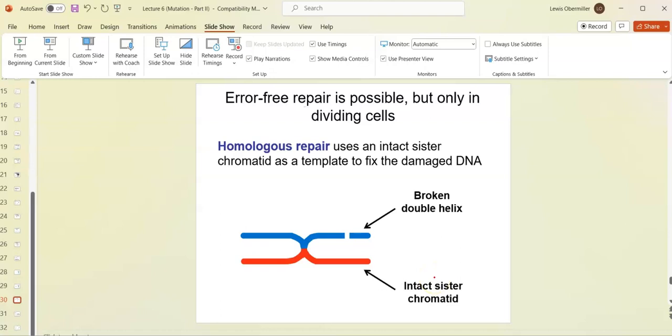So this is error prone, right? So you can do error-free repair, but the only way to do this is if we have a homolog. So remember we have homologous or sister chromatids, and let's say we have a double-stranded break while the cell's going through the cell cycle. Well, it can use the homologous chromosome or the sister chromatid as a guide to repair it. And this is how CRISPR works as well.